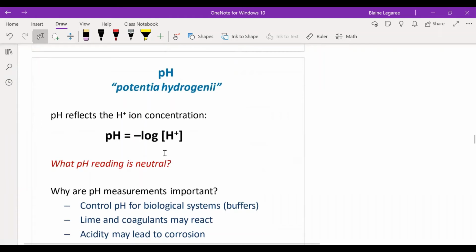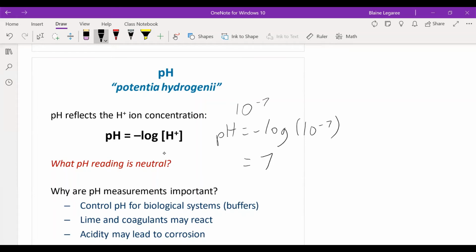A term used to describe that is the pH. We don't really like to think about exponent numbers all the time. They're kind of awkward to work with, so we convert things to a pH. A pH is the negative log of the hydrogen ion concentration. We'll do some sample calculations in a minute. But if you remember that neutral water has a hydrogen ion concentration of 10 to the minus 7, you can punch that in your calculator and what you get is a 7. So this is called a neutral pH.